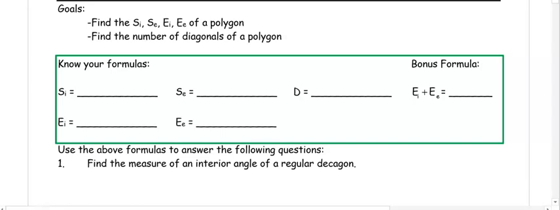This video is about finding the sum of interior, sum of exterior, each interior and each exterior of a polygon, and finding the number of diagonals. So these are a bunch of just practice problems to review using the different formulas. So remember, we need to know what our formulas are.